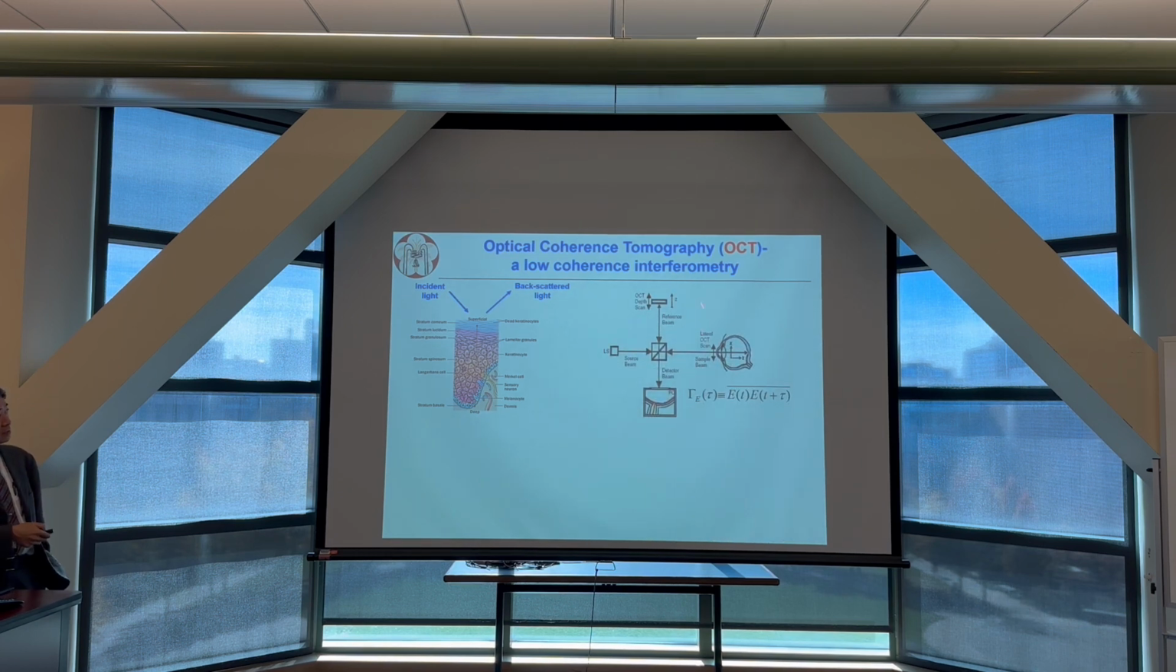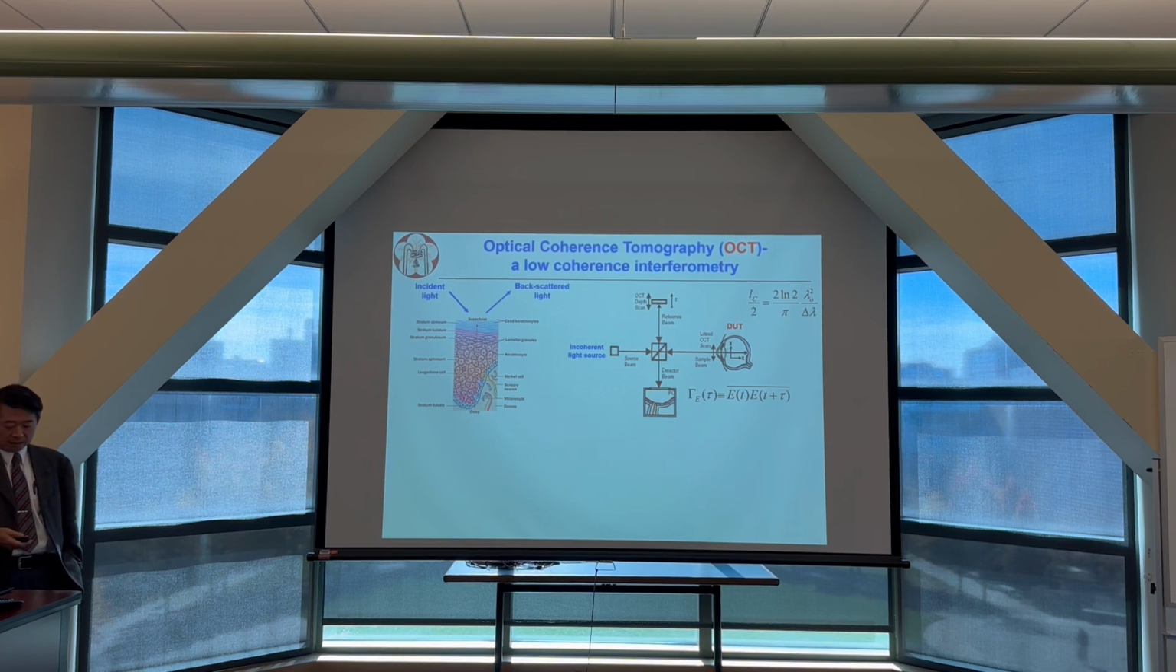So the detection scheme here, I think for the students here, you should be very familiar with this kind of scheme. This is just a typical Michelson interferometer. The only difference is that for the light source, usually for a microscope you use a narrow-linewidth laser, but for OCT you prefer a broadband light source. And the broader the bandwidth, the better the resolution you can have.